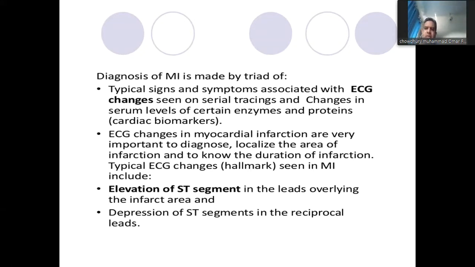Diagnosis of MI is made by a triad of typical signs and symptoms associated with ECG changes seen on serial tracing and changes in serum levels of certain enzymes and proteins.